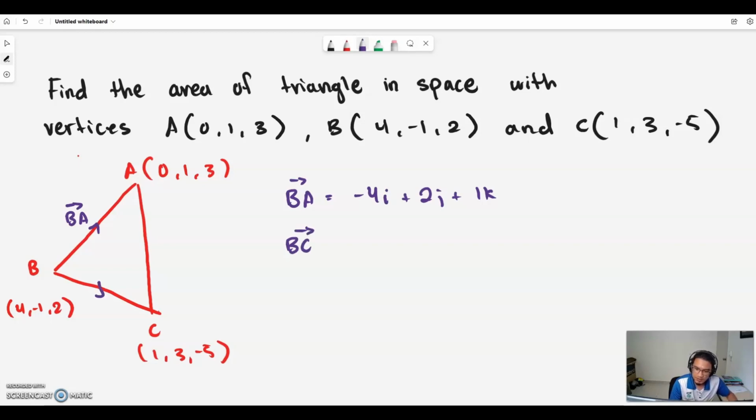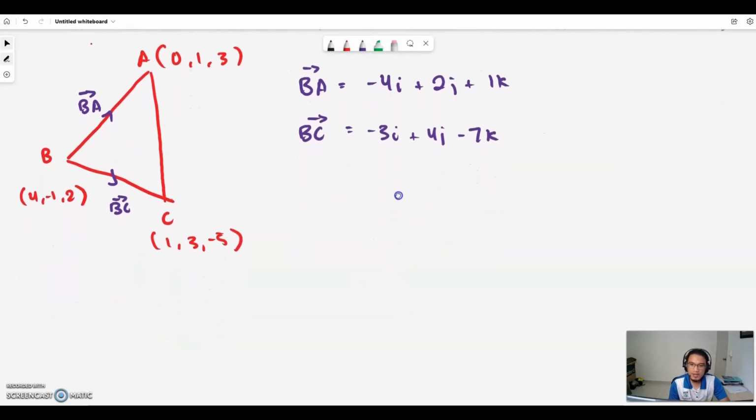So this is BC, and the vector equation for BC: 1 minus 4 is negative 3i, 3 minus negative 1 is plus 4j, and negative 5 minus 2 is minus 7k. Alright, so these are the two vectors that we need to find the area of the triangle. We know the area of the triangle is the magnitude of BA cross BC divided by 2.